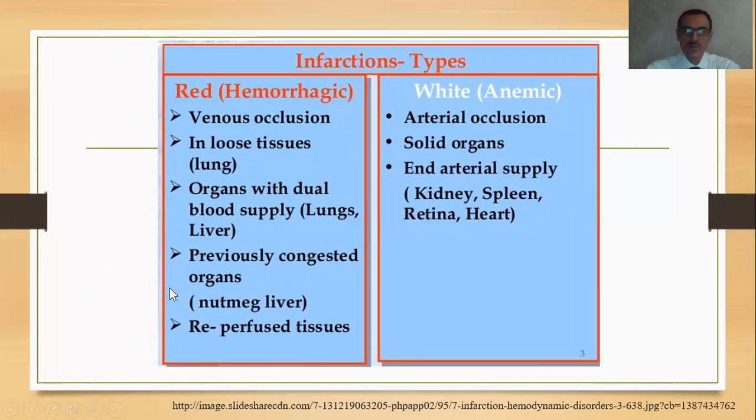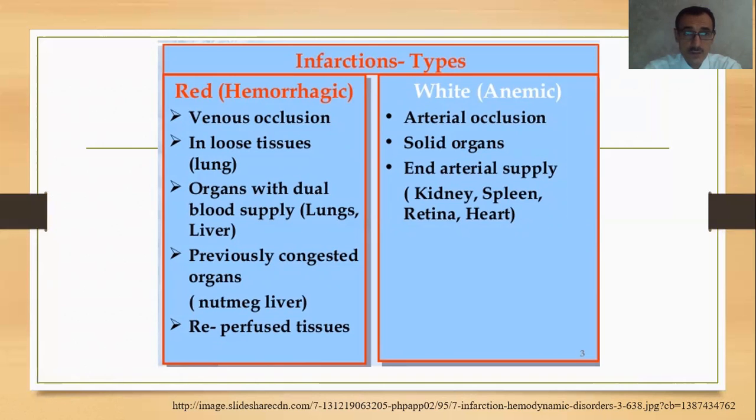If you remember the degenerations, we discussed with you the nutmeg liver in the venous congestions. We'll discuss it in our next lecture during the hemocirculatory disturbances. And here we also again will discuss the nutmeg liver. And the red infarcts occur in the red perfused tissues.